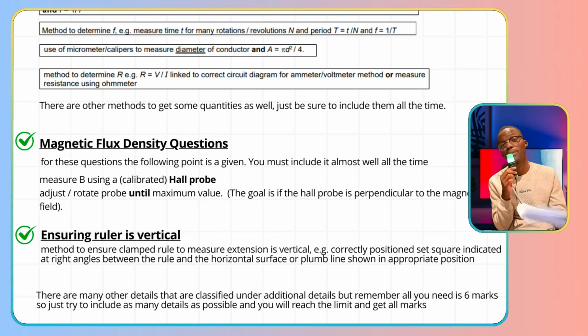There could be other details you find in marking schemes that I didn't include. For example, experiments with temperature: a method to ensure that the temperature is uniform. Use a stirrer to ensure that the temperature is uniform in those experiments. Or other things that I myself didn't include. Just try to be very mindful when you're solving these questions.